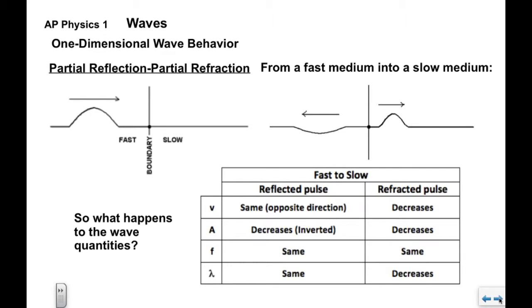Notice that the wave quantities, again, the reflected pulse, it's the same. Velocity is the same, but in the opposite direction. The amplitude decreases and inverts, so crest becomes trough. Frequency and wavelength are the same. On the refracted side, the velocity must decrease. That's the change from fast to slow. The amplitude will decrease. The frequency is the same, and the wavelength will decrease according to v equals f times lambda.